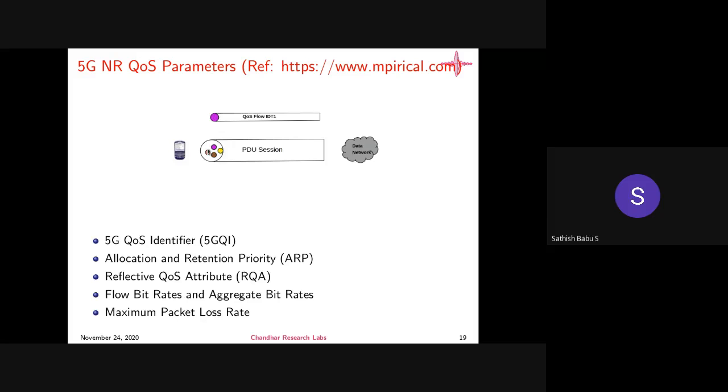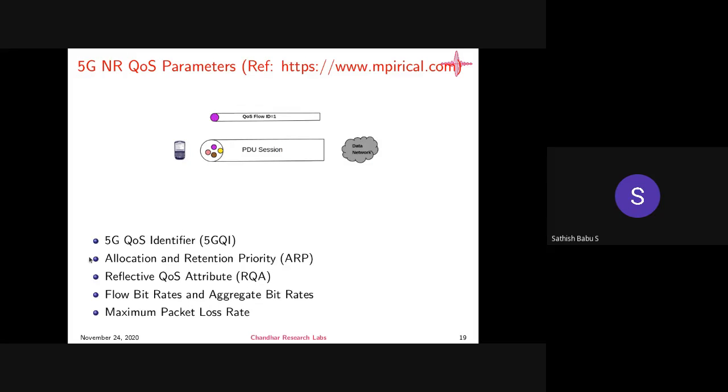Inside this protocol data unit session, there will be plenty of links. Each link will be handling n number of users. Consider this one link, and I am giving the flow ID 1. Like that, I have n number of links inside this PDU session. So n number of mobiles and n number of users are present, everyone is given an ID, and they are communicating with the data network. So the first thing is the 5G QoS identifier.